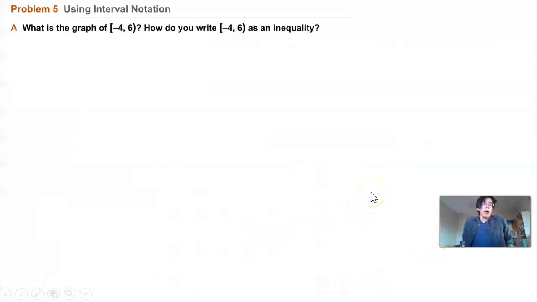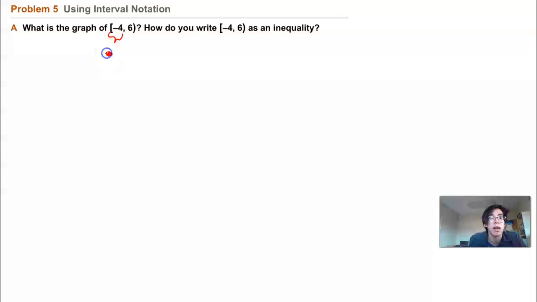Alright, so how do I make a graph for this right here? Negative 4 and 6, like that. And then I also write that in an inequality. Alright, so let's break this down. This endpoint right here is going to be a closed dot.